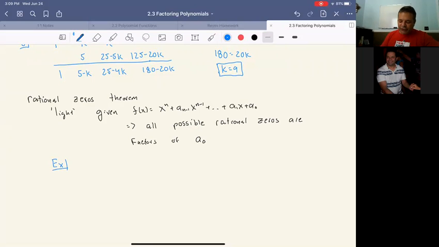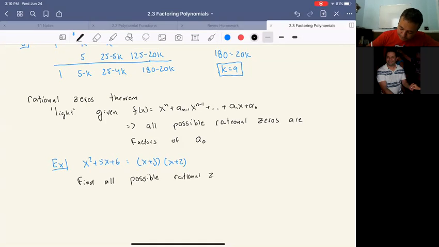Okay, so let's take our x squared plus 5x plus 6. Now we know how to factor that. That's x plus 3, x plus 2. Now, if I was just asking for find all possible rational zeros, I'm assuming when I say that we haven't factored it. We don't have all the factors. So we're just going to do it using the theorem.